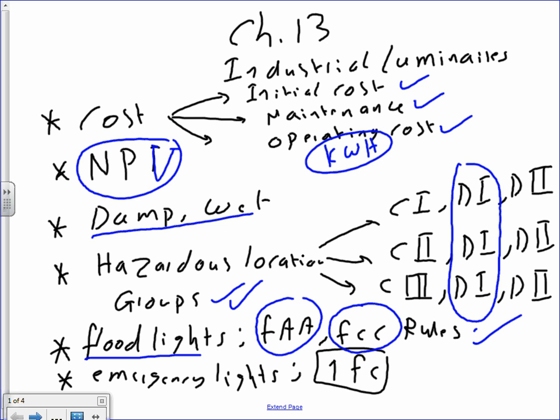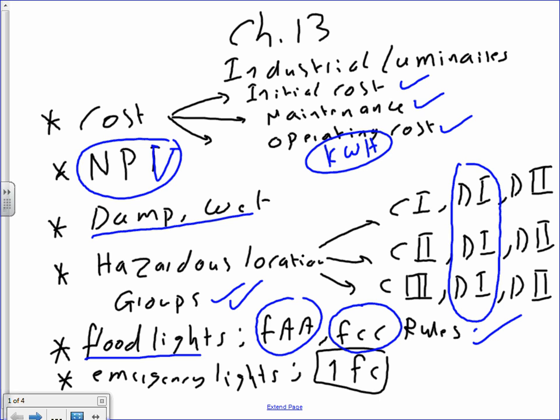So these are the groups. Any comments, guys, about the groups? A being the worst and G being the least in terms of combustibility, flammability, and ignitability. If I'm throwing all these verbs at you, Zach, these are different. Flammable has a lower flash point than ignitable, than combustible, meaning you can burn it at a lower temperature. Does that make sense?